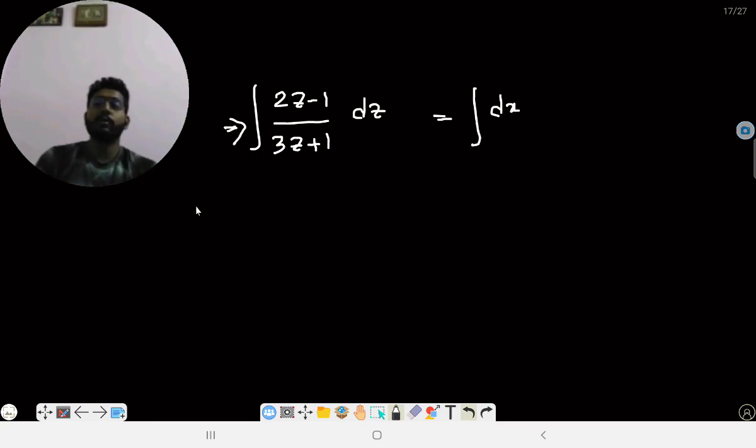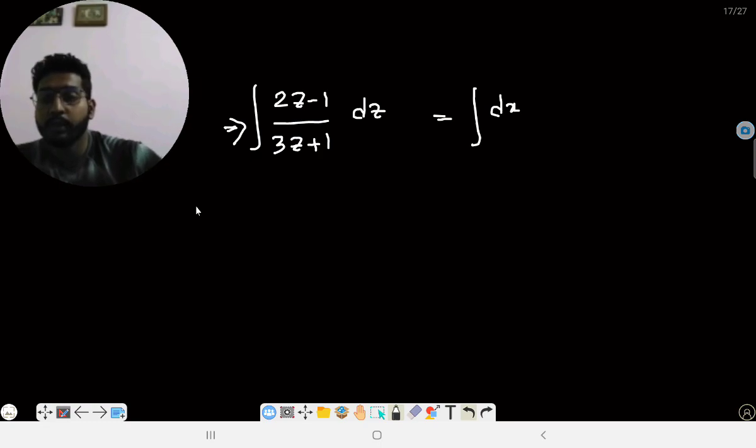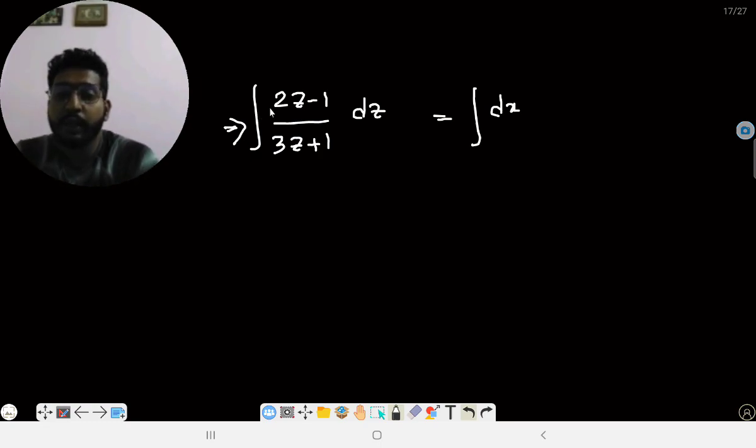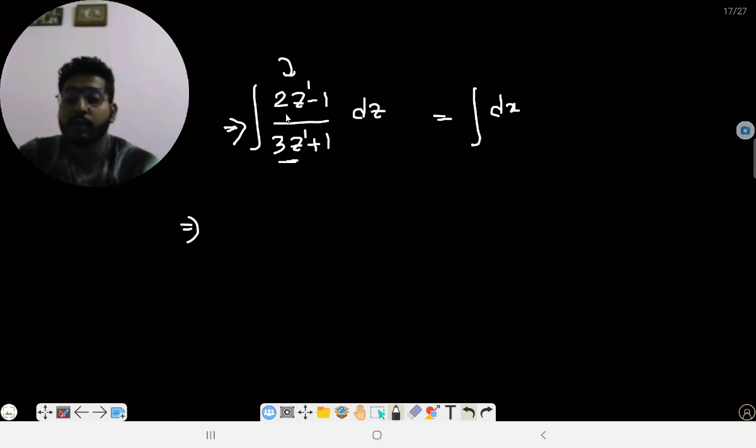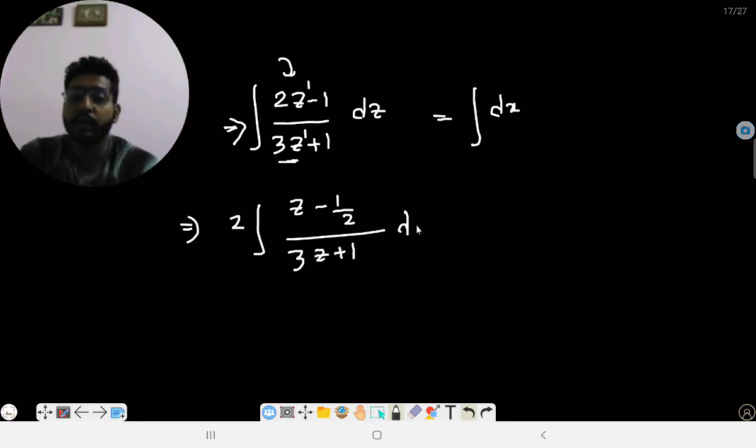Now we have to solve this integration. How do we solve it? Look properly. Again, you can see the numerator and denominator have the same power. For integration, if the power is the same, we have to arrange the numerator in the form of the denominator. First you can see it is 3z, but here it is 2z. What to do? Just take 2 common from the numerator, so that becomes 2(z - 1/2)/(3z + 1) dz.